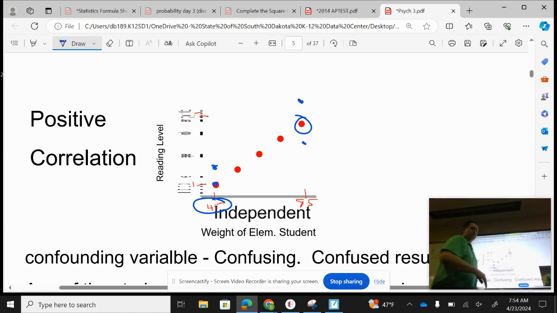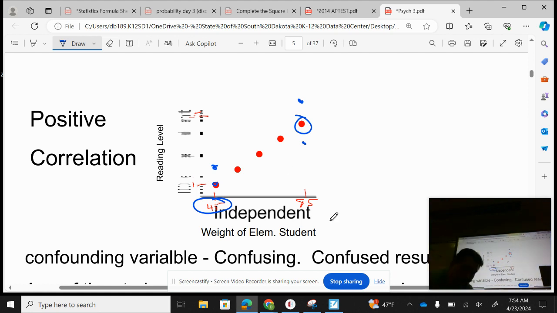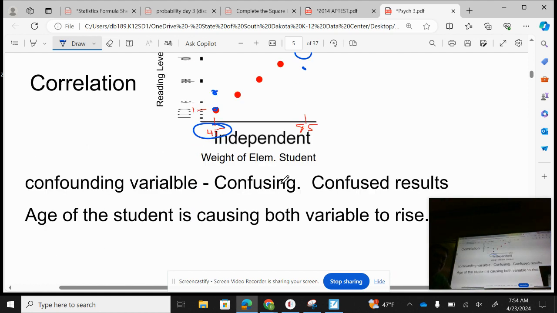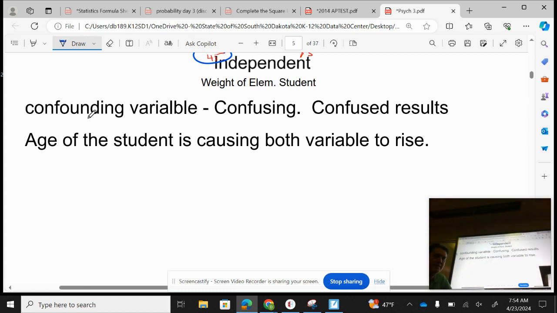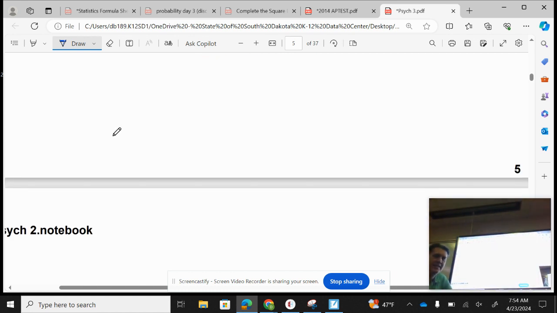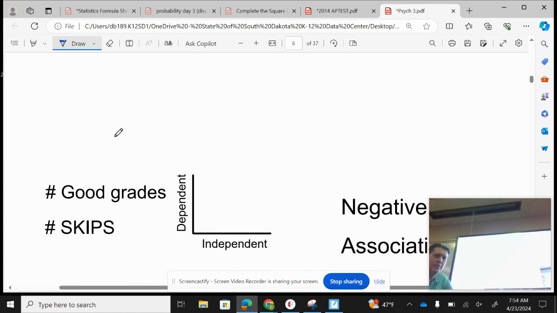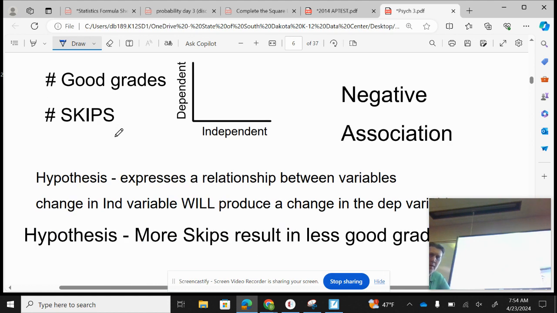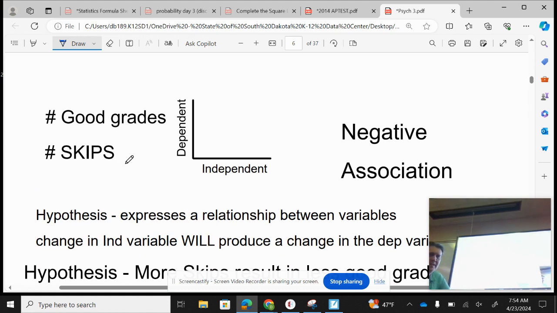But overall, we're going to see as their weight increases because they're getting older, their reading level is going up. All right. So that is an example of a positive correlation, but it's a great example of a confounding variable, something that is confusing the results that we would want to separate out. Okay. So good grades and number of skips.